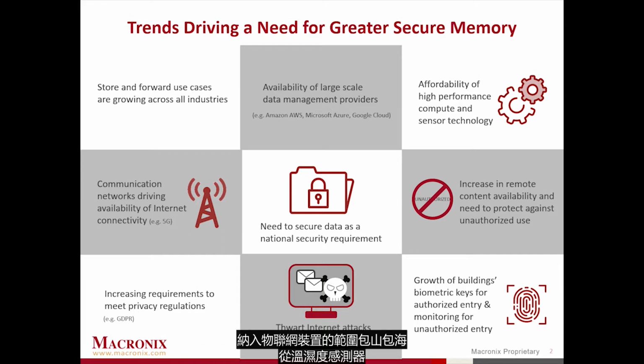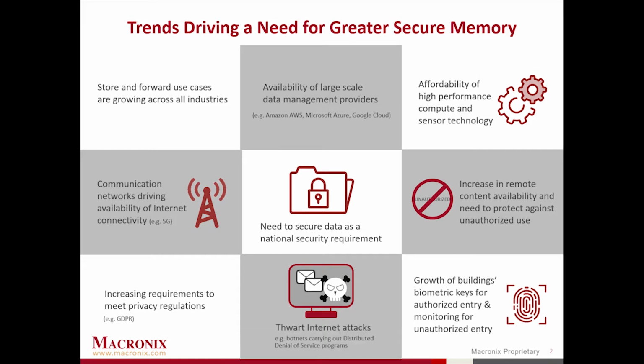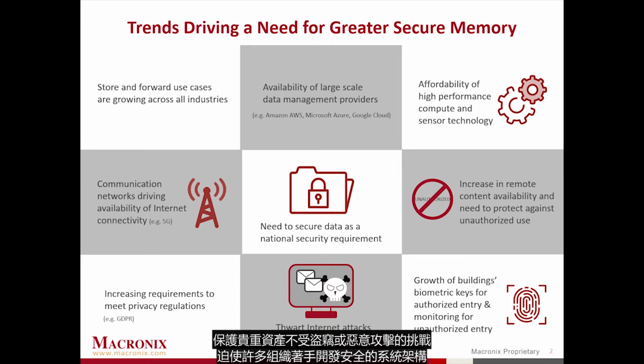The range of targeted IoT devices could be anything from atmospheric sensors, remote payment systems, IP cameras, smart lighting systems, home routers to connected vehicles. As more devices, vehicles, homes, and things become connected, the threat of attacks is inevitable. The challenge of protecting valuable assets from theft or maliciousness has forced many organizations to devise secure system architectures.